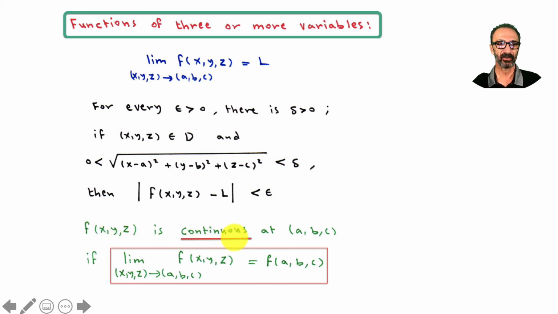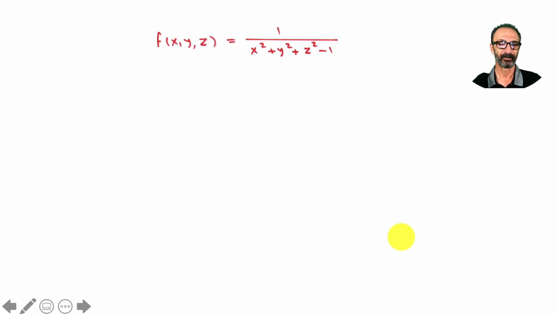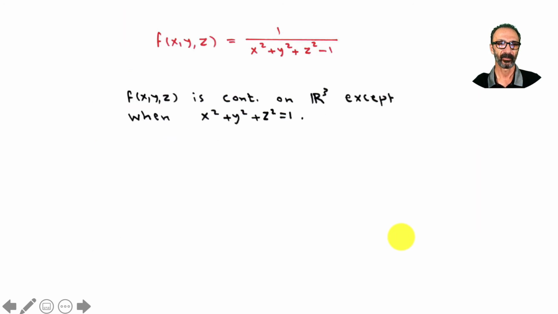f of x y z is continuous at a, b, c if the limit is exactly the same as the output at that point, just like calculus 1. Example: f of x y z is continuous on R to the third, except when the denominator is 0. But if this is 0, I could move on to the other side and I could write it this way. Have you seen this before? X squared plus y squared plus z squared equals 1. That's a sphere.